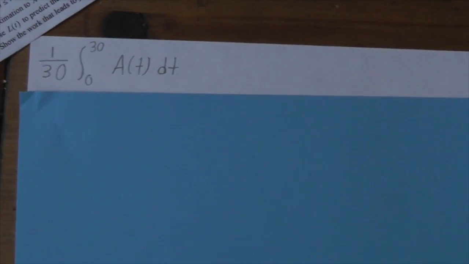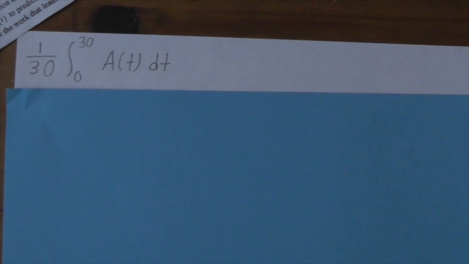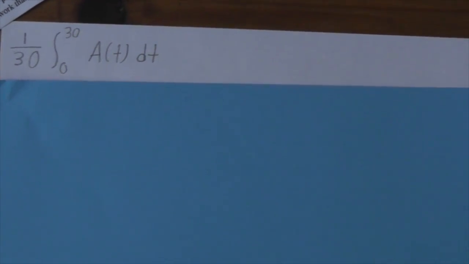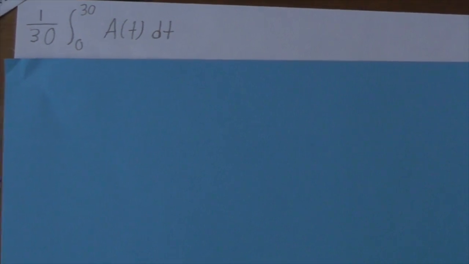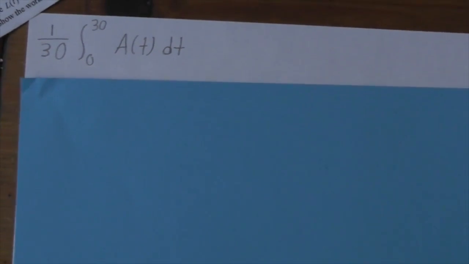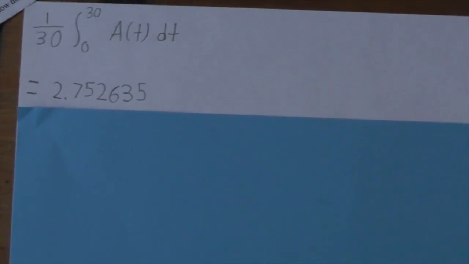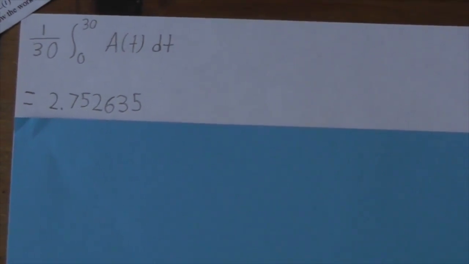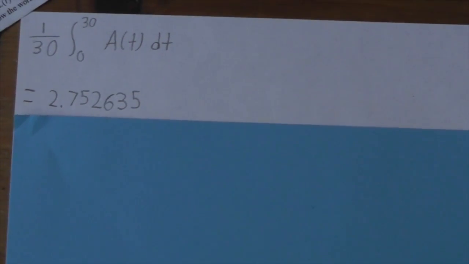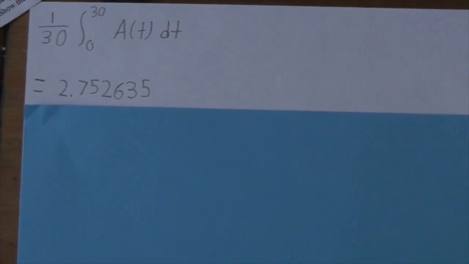To find this value, we use the expression 1 over 30 times the integral from 30 to 0 of a of t dt. We plug this value into a graphing calculator and get a value of about 2.752635. Remember that since a graphing calculator is permitted, there is no need to solve this integral by hand. However, this is not our final answer.